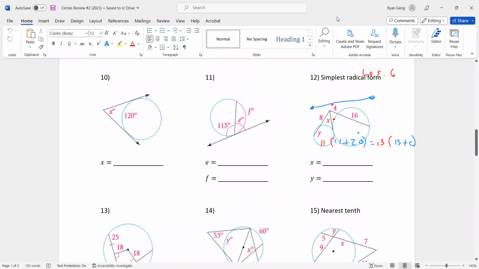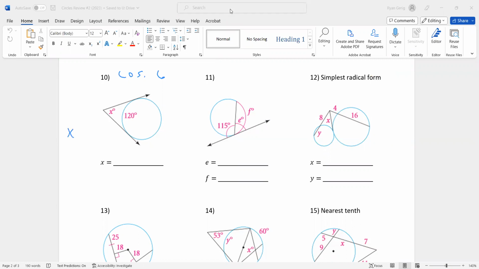Number 10 is also lesson 6. We've got an angle on the outside. So angle is equal to half of the intercepted arc. So outside arc is unknown right now, but I should be able to find that because it's 120 from here to here. So what's left? 360 minus 120. So 240 minus 120.